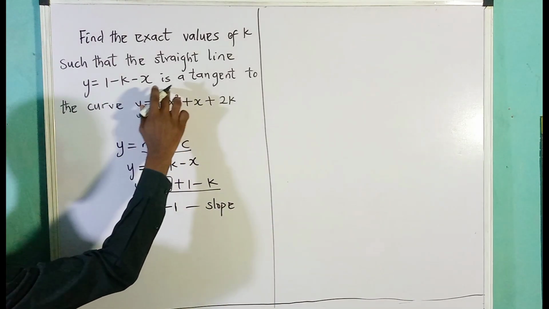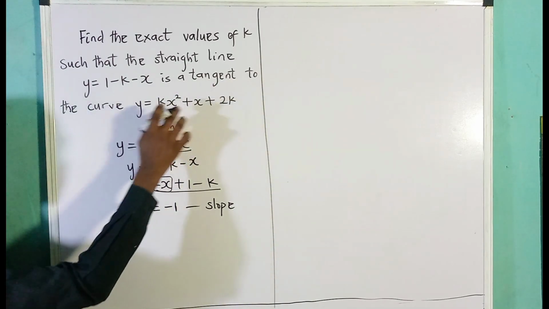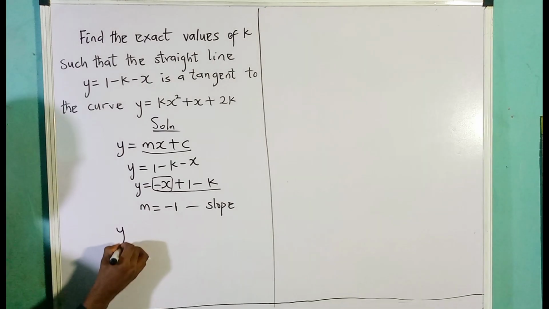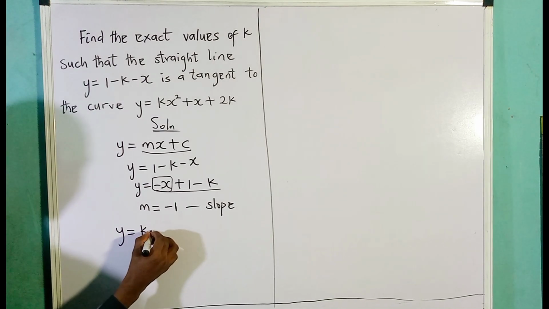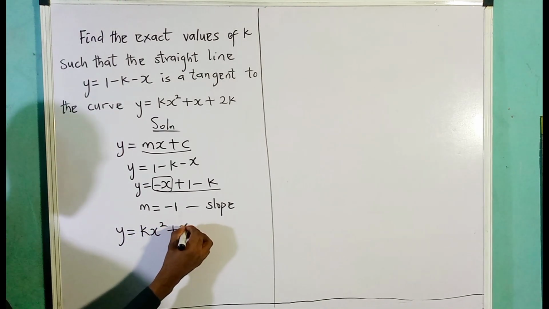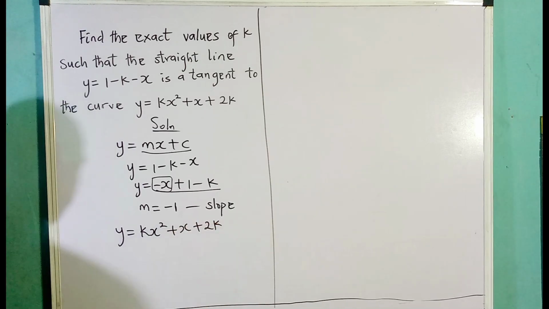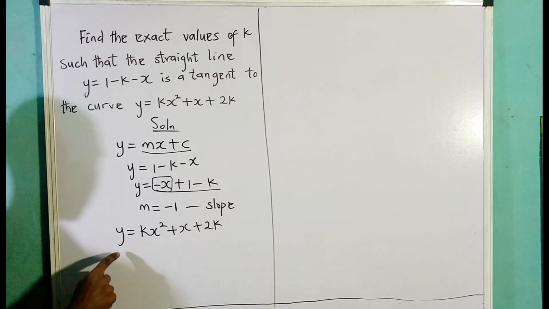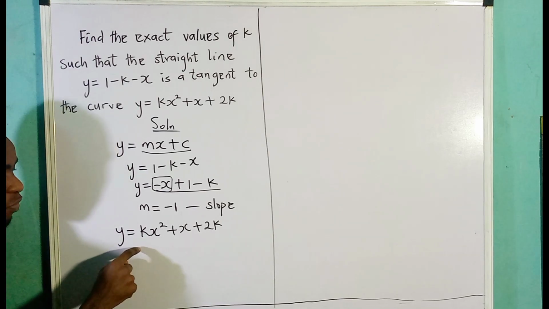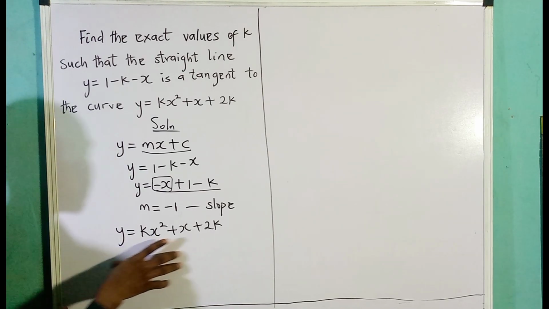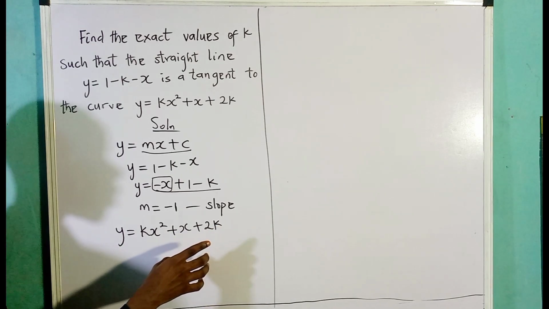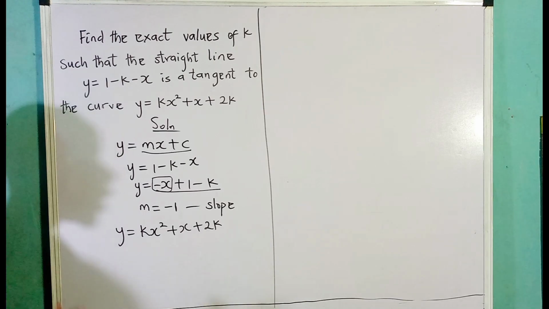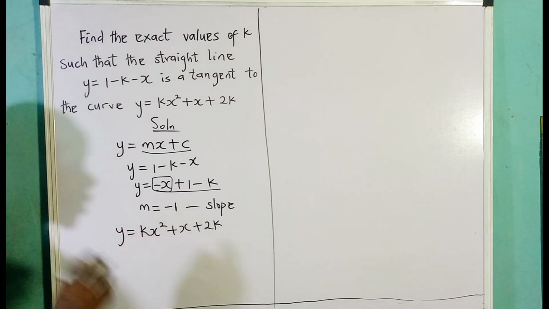Now coming back here, this is a tangent to the curve kx squared plus x plus 2k. So I'm going to rewrite that: y equals kx squared plus x plus 2k. Now for this particular one, what we are going to do is differentiate. If we differentiate this, we'll be able to get the slope of this curve also. The first derivative is the slope, change in y over change in x.